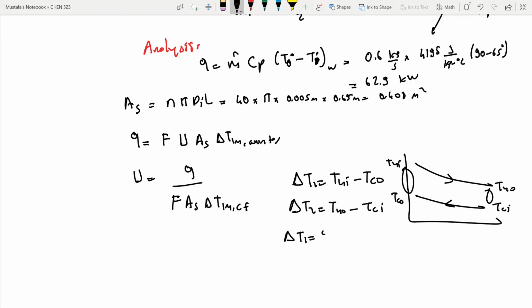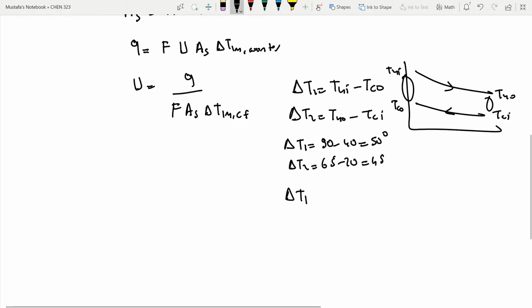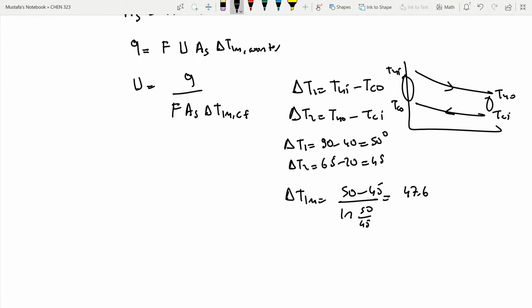So delta T1 is 90 minus 40, which is 50. Delta T2 is 65 minus 20, which is 45. So that means delta T log mean is 50 minus 45 divided by ln 50 over 45, 47.6 degrees Celsius. So now we have delta T log mean. We have Q from mCp delta T. A surface area we calculated based on the geometry. Only thing left is F. If we have F, we can calculate U.